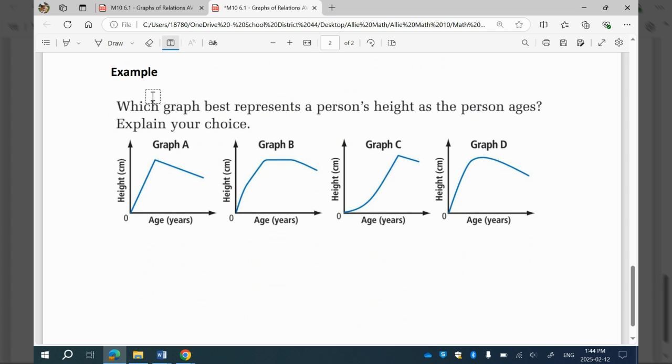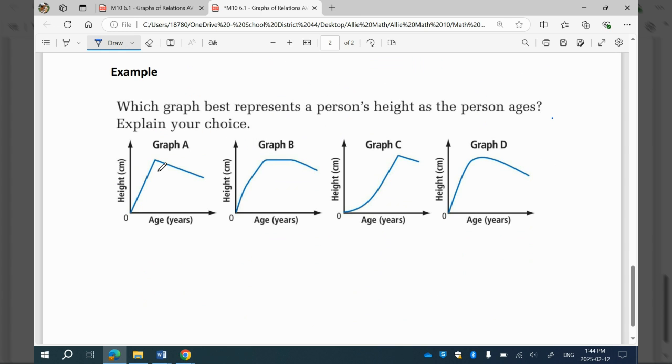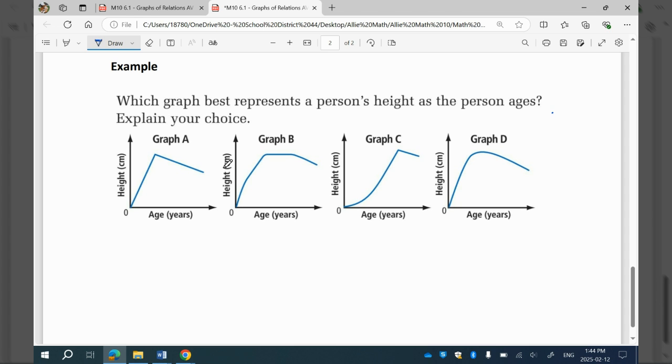So the last one: which graph best represents a person's height as a person ages, and explain your choice. So this one, they have a similar start, but I think it's the second part of the graph that distinguishes the graphs, and that's where we should focus our time. So here we have, constantly, our height is growing. Then we make a very short peak, and then a quick decline, quite a significant decline.